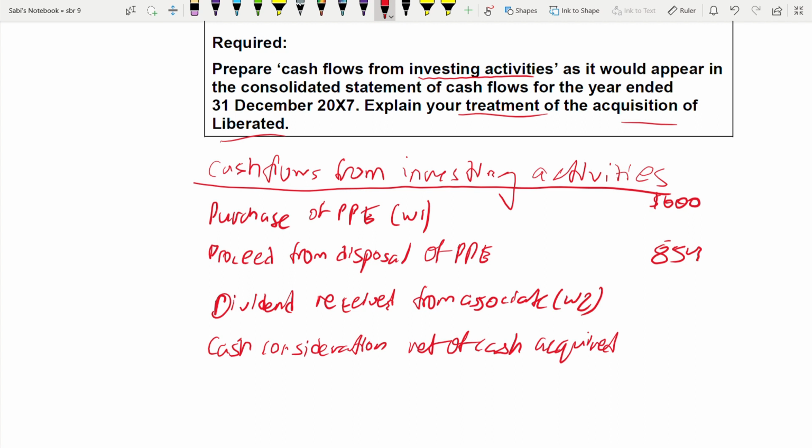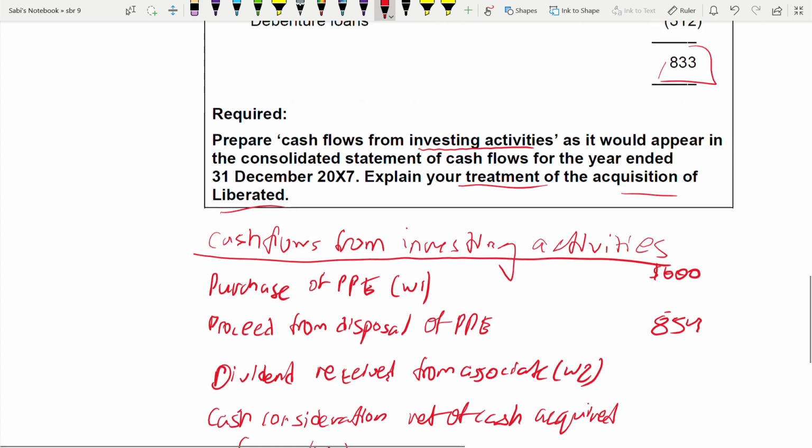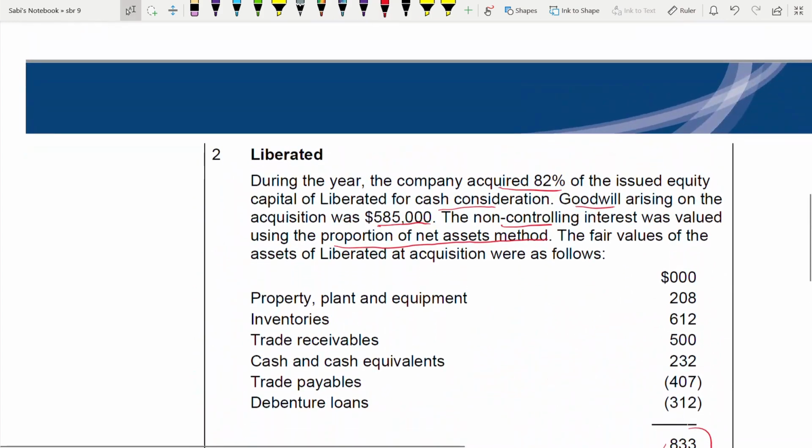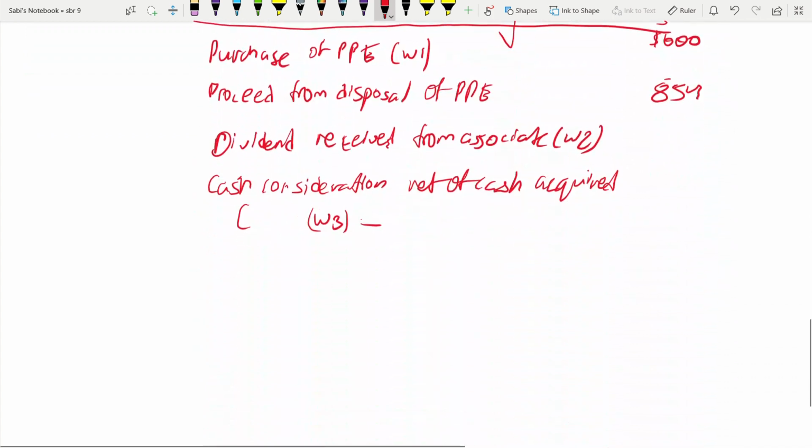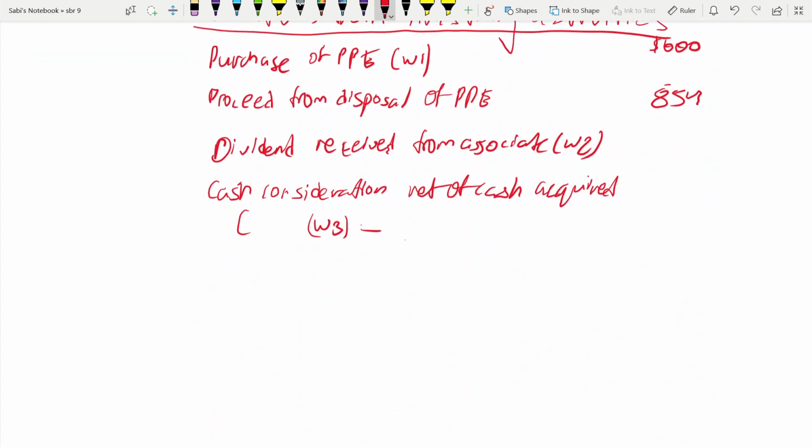Okay, so how much of cash, we don't know, but we know it's working 3. It will come under working 3 minus. We'll write the figure later. What is the cash equivalent? 232. This you have to minus. Okay, so at the end, whatever figure we get is the cash flow from investing activity. Now, before explaining the acquisition of the subsidiary, we'll finish the working for the calculation.